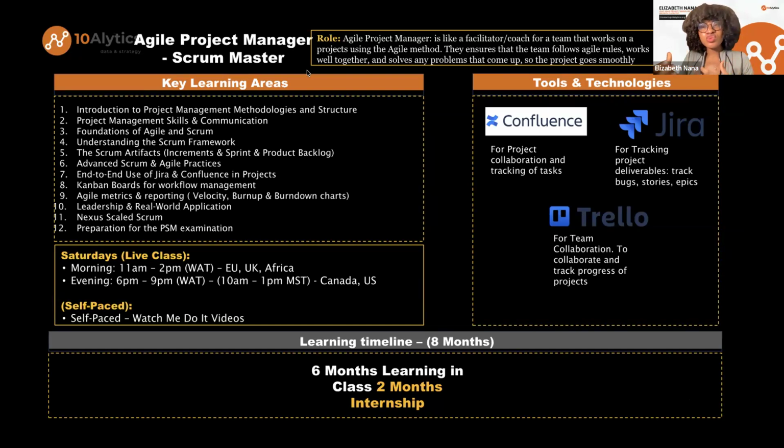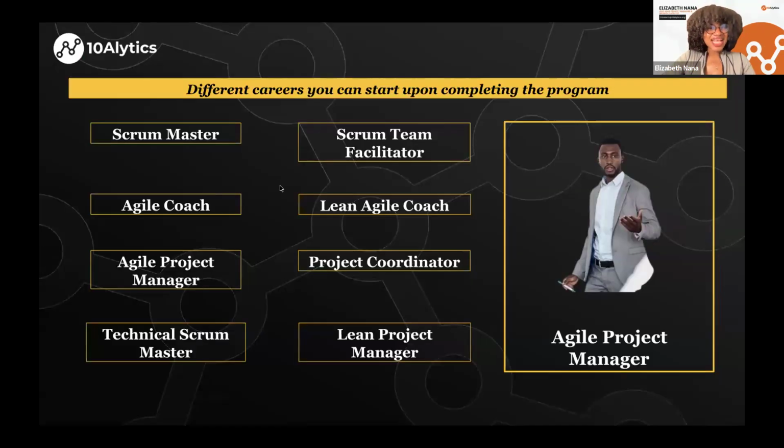Now, if you're also looking to take a professional certification much later, your PSM, your Prince 2, PSM 1 and 2, CSM, PMP, whatever professional certification you're looking to take, this program helps to prepare you for that certification. So everything that you can think of about project management, how can you use Jira? How can you use Trello? How can you use Draw.io? How can you use Confluence? You're learning all of that in this training. The learning timeline is the same, 8 months. You have 6 months learning in class and then 2 months of internship. And then the learning structure is also the same. So live classes, self-paced videos, as well as drop-in sessions too.